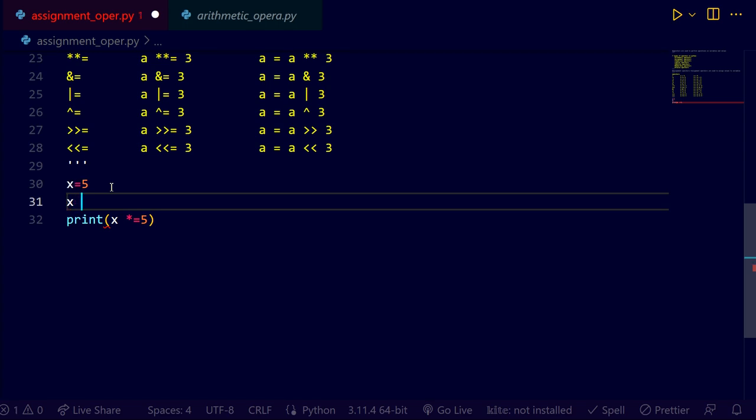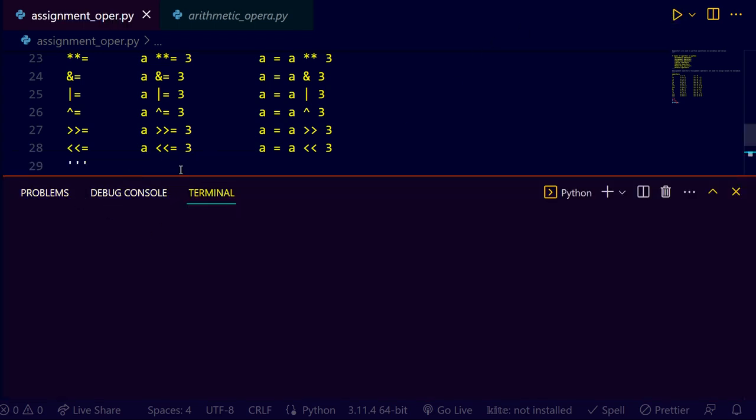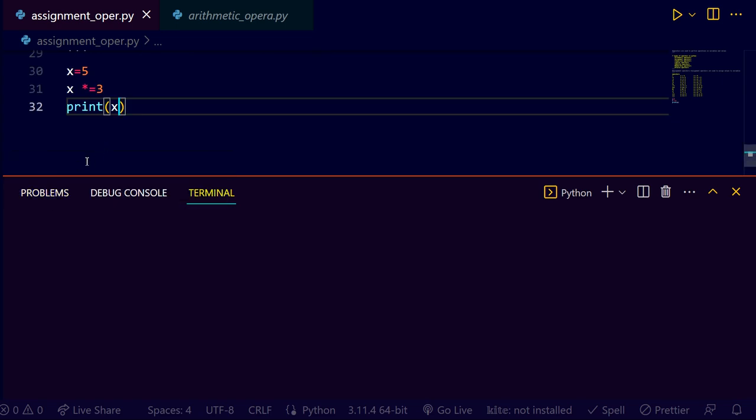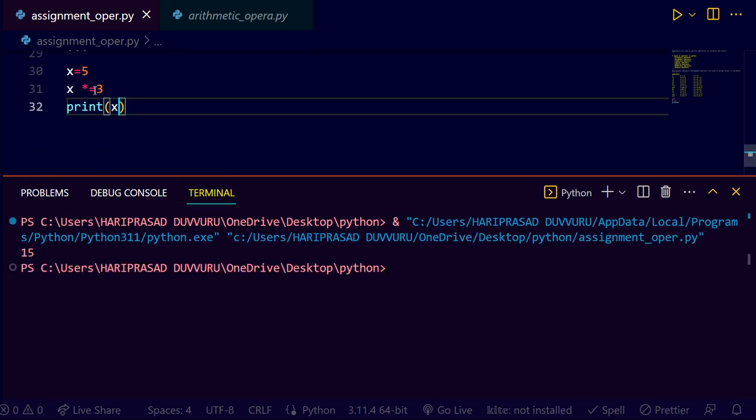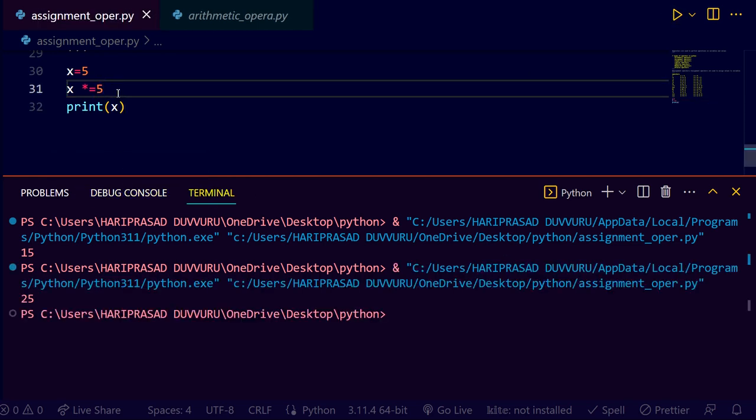x star equals to 3. It is working, there is no problem here. Otherwise, it will keep 5. We'll get 25. That means here I'm directly multiplying, like x equals to x into 5. What is the value of x before? 5. 5 into 5 is 25. I think now you understand the concept.